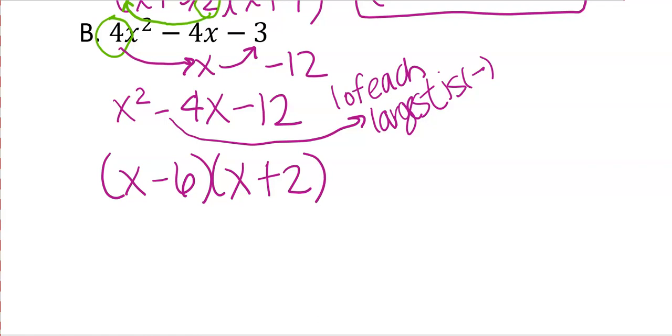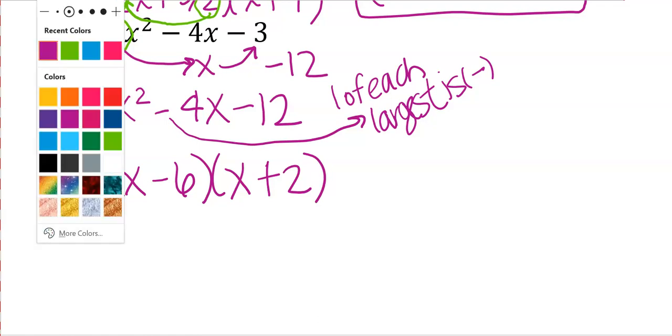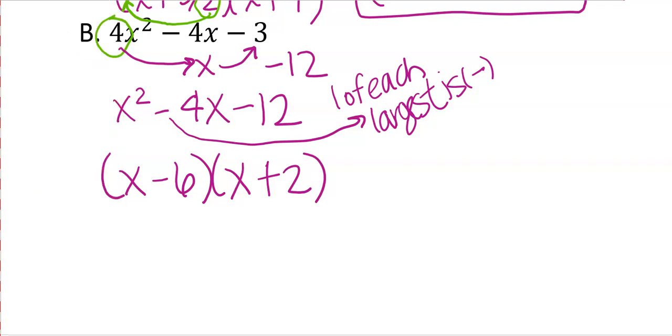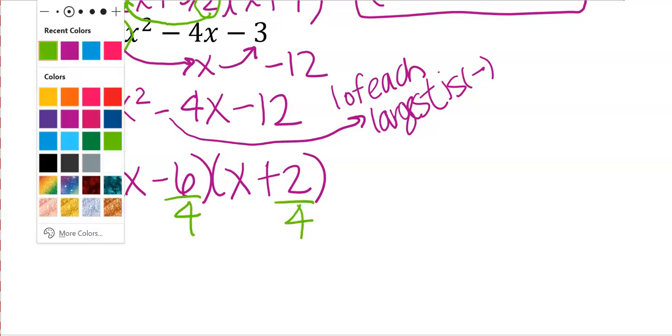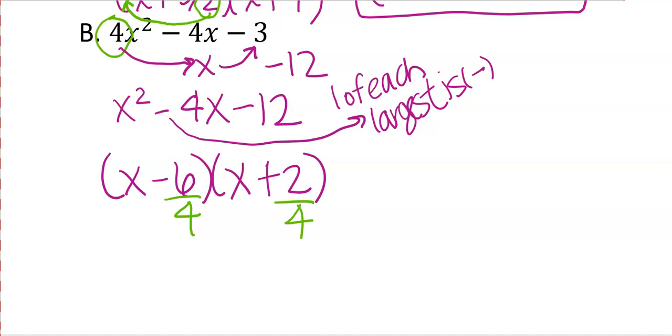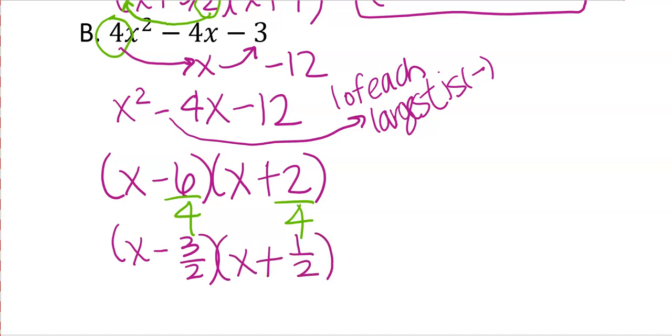Here's where we're ready to divide by 4. So that number that we had at the beginning, we're dividing by that. This time the numbers don't look quite as nice. Simplify it if you can. x minus 3 over 2, x plus 1 over 2. Now, we don't want to leave them fractions, so what do we do now?